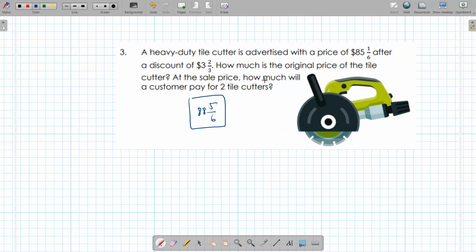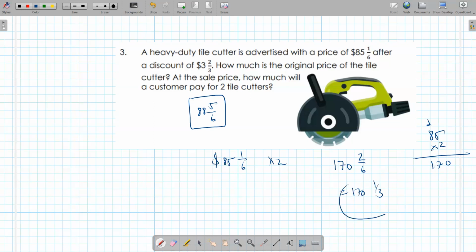At the sale price, how much will a customer pay for 2 tile cutters? The sale price is this, times 2. Yes, exactly. So 85 times 2, you can do that on the side. 2 times 5 is 10, carry over 1, 2 times 8 is 16, plus 1, 170. 170 and 2 over 6, which is 170 and 1 over 3. There we go. That's the price for 2 cutters.